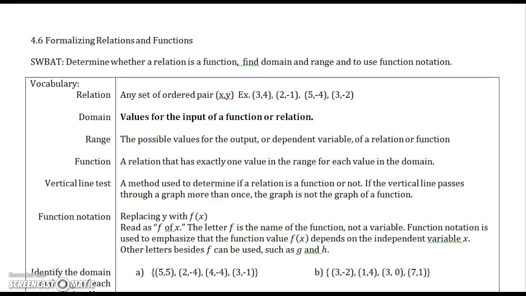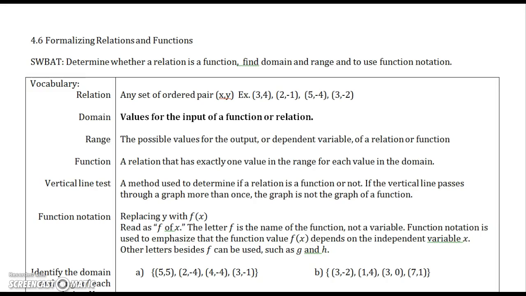Hello, beautiful people. Today we are covering 4.6, formalizing relations and functions. Our SWABAT is going to be to determine whether a relation is a function, find domain and range, and to use function notation. Vocabulary: relation.